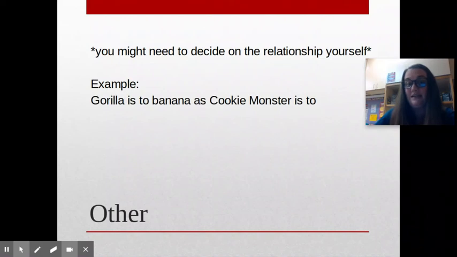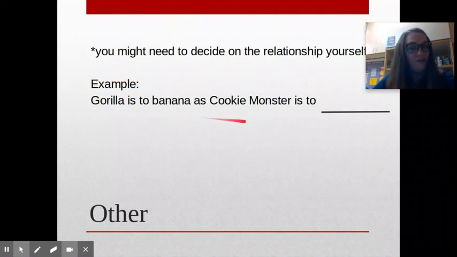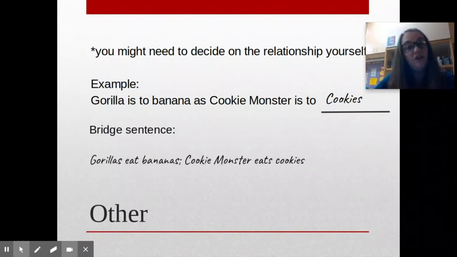Gorilla is to banana, as Cookie Monster is to what? So you have to think about these first two words. What do a gorilla and a banana have to do with each other? And then you have to think over here. What does a Cookie Monster have the same relationship to? So you might have said a gorilla eats bananas, and you would have Cookie Monster eats cookies. Here's our bridge sentence. Gorillas eat bananas, Cookie Monster eats cookies. Notice that the bridge sentences are exactly the same. We're just switching out those vocab words.